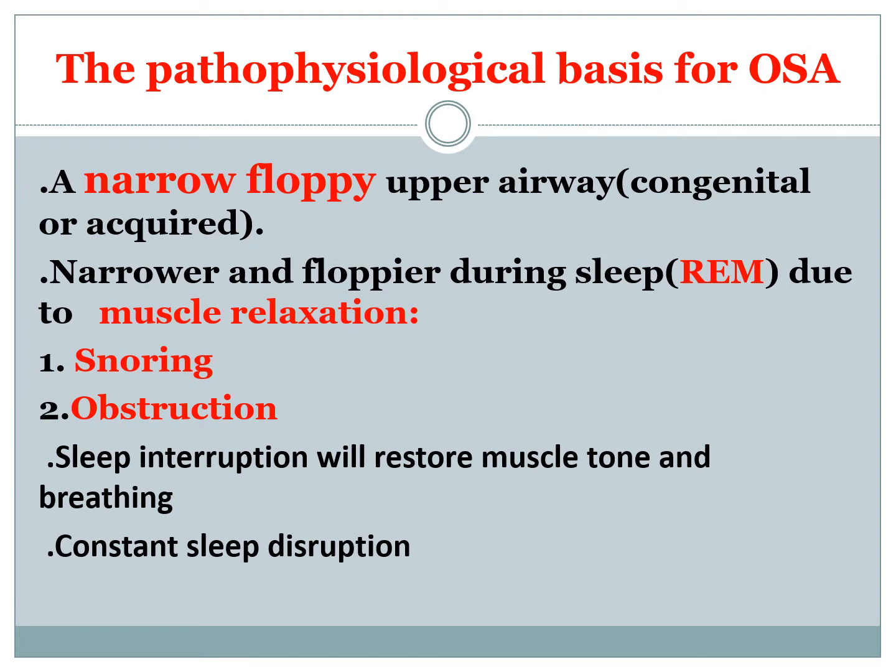The pathophysiological basis for OSAS is a narrow, floppy upper airway, which is either congenital or acquired. This airway gets narrower and floppier during sleep, particularly during rapid eye movement sleep, the stage of sleep during which muscle relaxation is profound. This has two consequences. Number one, as the turbulent airflow passes through the airways, the structure will vibrate, and this will produce snoring. The second, we get the Bernoulli effect, which will lead to collapse of the airway and produce obstruction.